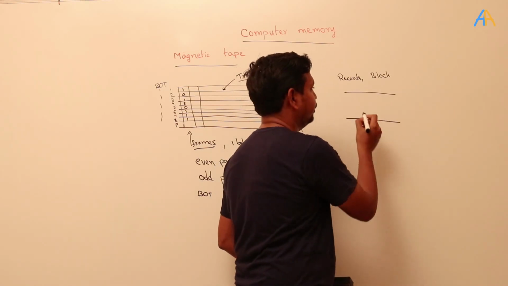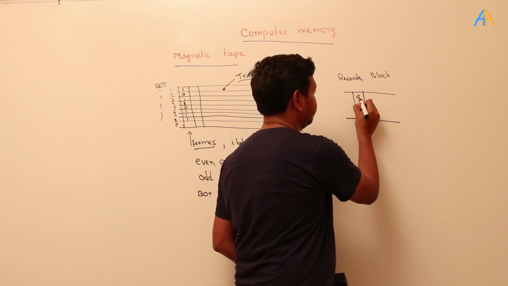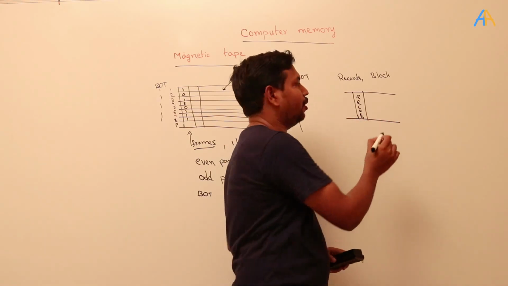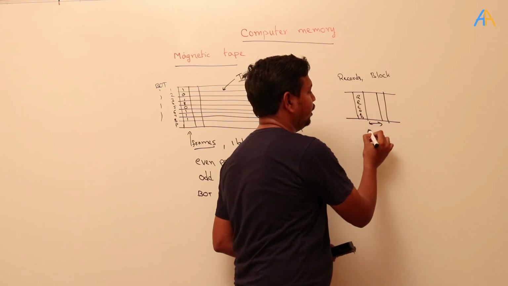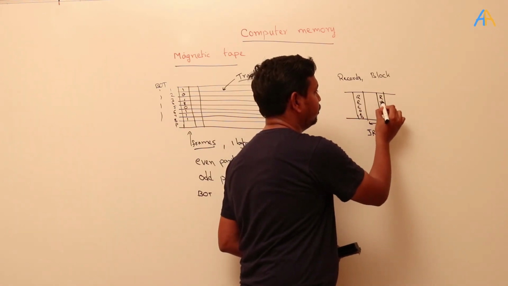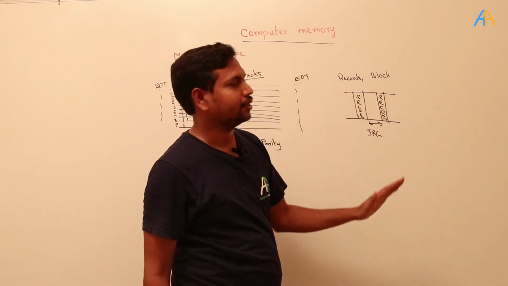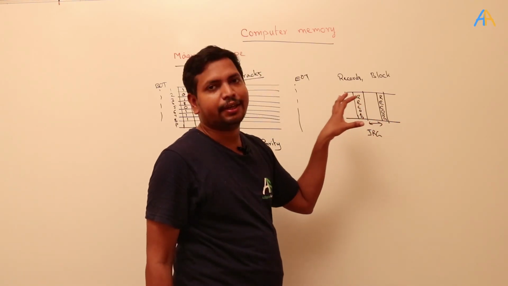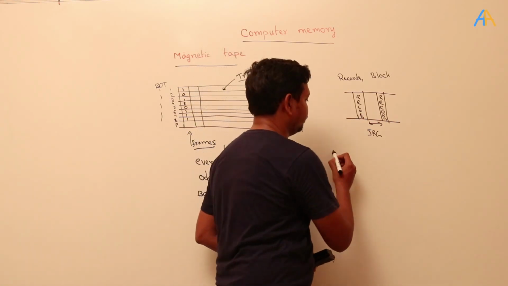For example, this is one record. Then again there is a small gap, then one more record. So the gap is called IRG. This is one record, this is another record. You understood? The gap between records is called the inter record gap. A set of records is called a block. Then, for example, take this.